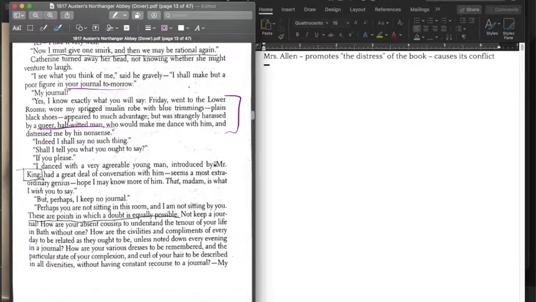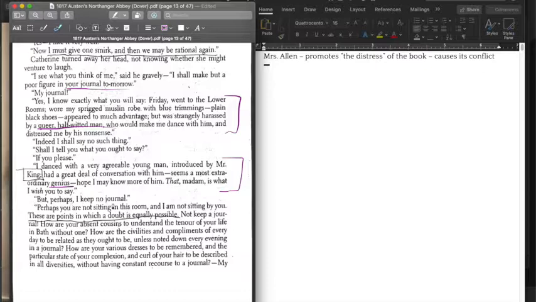And this is what he thinks she should say in her journal, that he's pretending he knows she has. I danced with a very agreeable young man introduced by Mr. King. Mr. King is an actual historical figure, was the MC at the pump room. Had a great deal of conversation with him, seems most extraordinary genius. Look, he's calling himself a genius. Hope that I may know more of him. That, madam, is what I wish you to say.